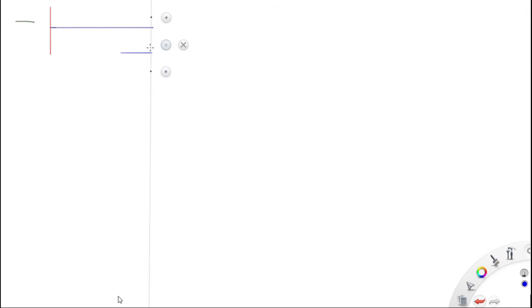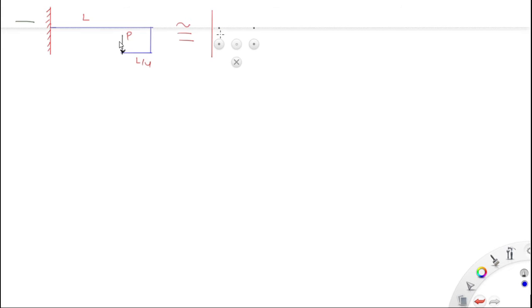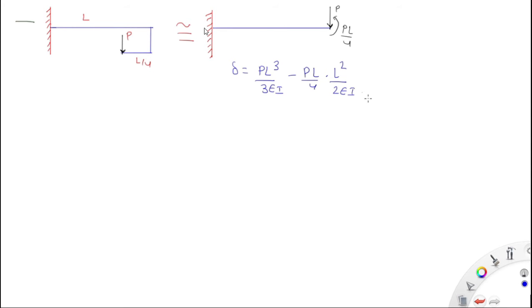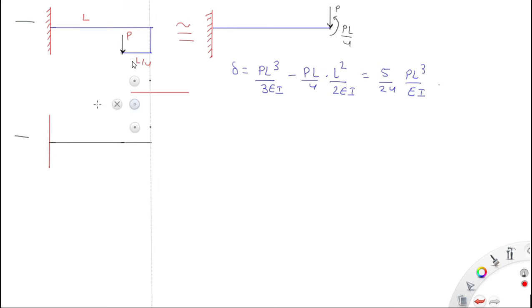Once again, this is a cantilever beam, and the truss member, meaning the bar, has been bent like this, and in the bent bar like this the P load is acting at the free end. So this can be changed into this form, where P is acting here along with the bending moment PL by 4, acting anti-clockwise. This bending moment will act as P into L by 4 anti-clockwise.